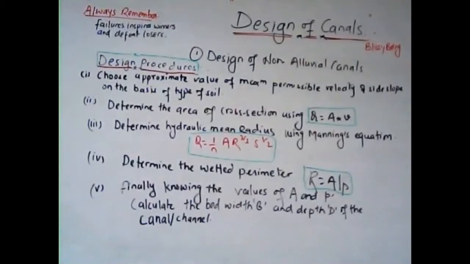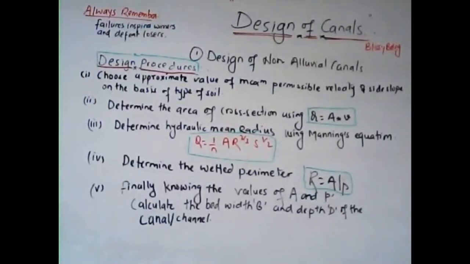Discharge equals 1 by n A R to the power 2 by 3 times S to the power 1 by 2 is the discharge formula for Manning's equation. Now you have determined the hydraulic radius, so you can determine the wetted perimeter here. The wetted perimeter P can be determined by the formula: hydraulic radius R equals A by P.